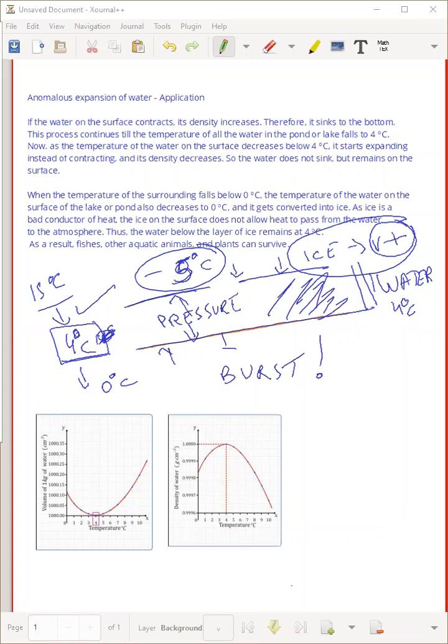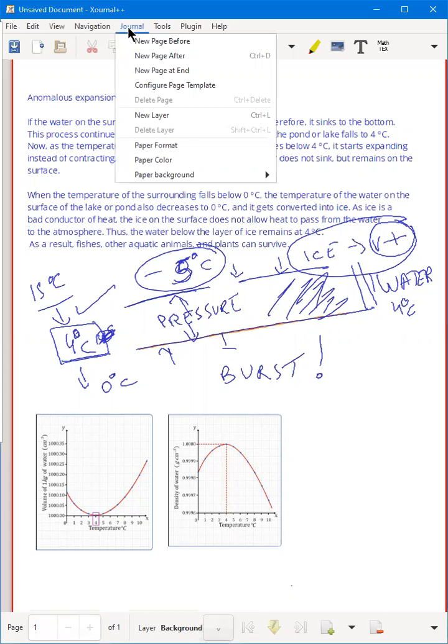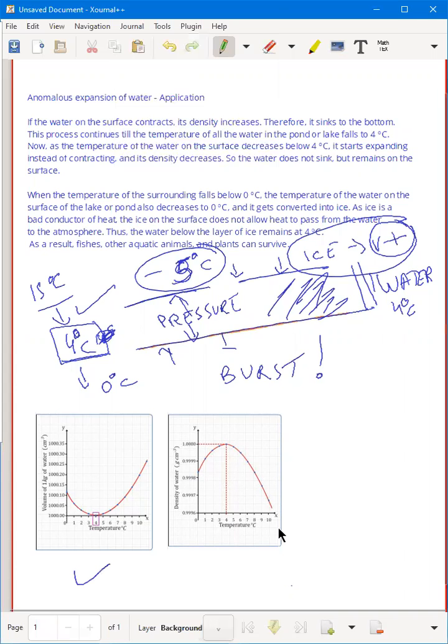Okay, is that clear? Same concept, just a little bit of difference in which here the ice is being formed, so the water is expanding. Okay, these two diagrams, just remember them so that there'll be no confusion with you.